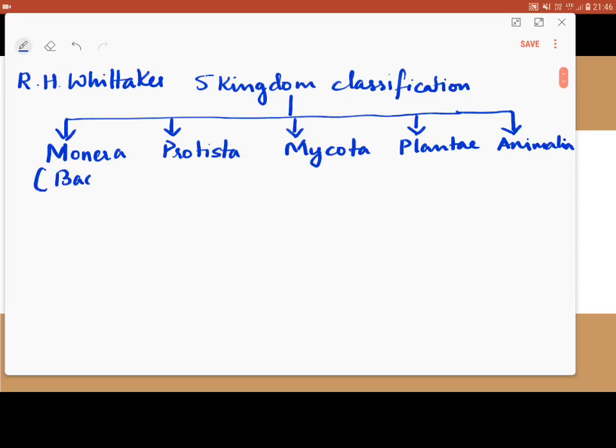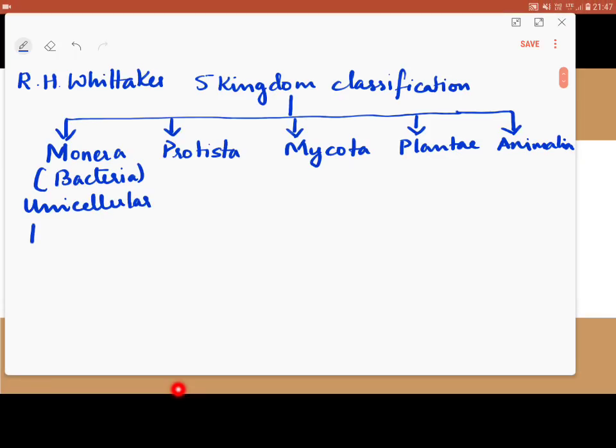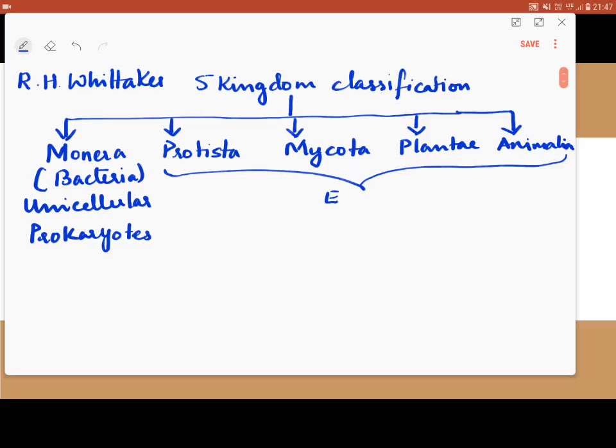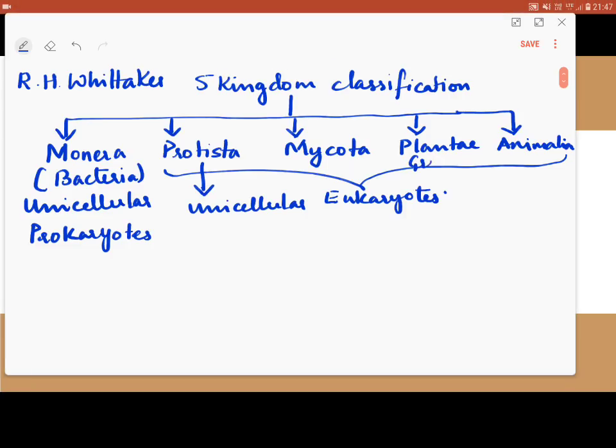Monera are bacteria. These are unicellular prokaryotes. Amongst all the other kingdoms, only Monera happens to be a prokaryote. Others are all eukaryotes. Protista is also unicellular, but Protista was formed separately from Monera because Protista are eukaryotic unicellular organisms. Plants are green photosynthetic forms, autotrophic in nature, whereas animals were heterotrophic. They could locomote.